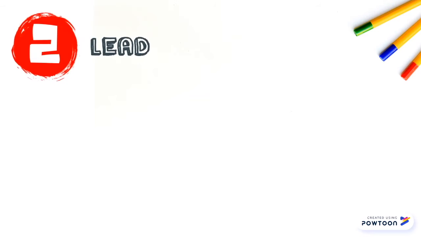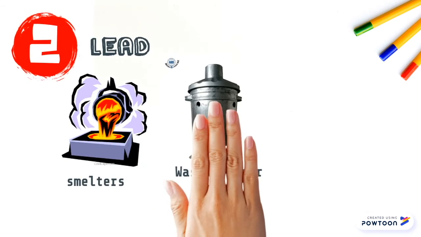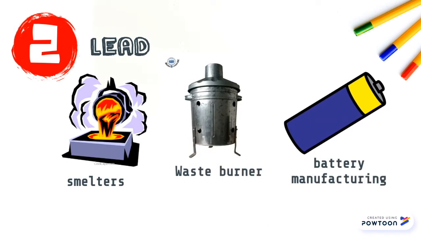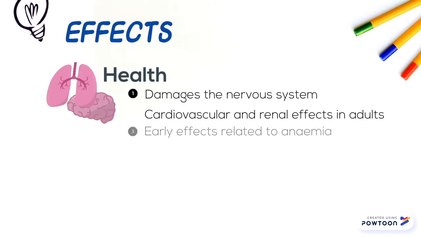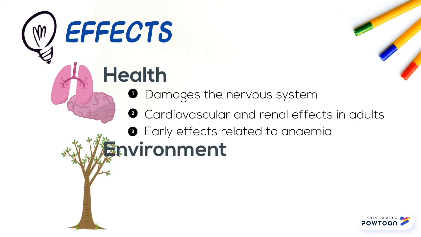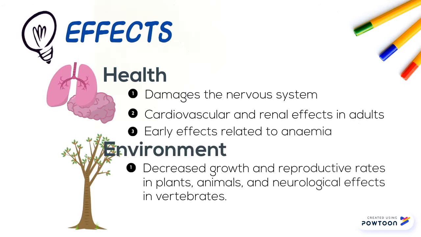Next is lead. Sources include smelters, waste burners, and battery manufacturing. Effects of lead on our health include damage to the nervous system, cardiovascular and renal effects in adults, and early effects related to anemia. As for the environment, it can decrease growth rate and reproductive rates in plants and animals, and cause neurological effects in vertebrates.